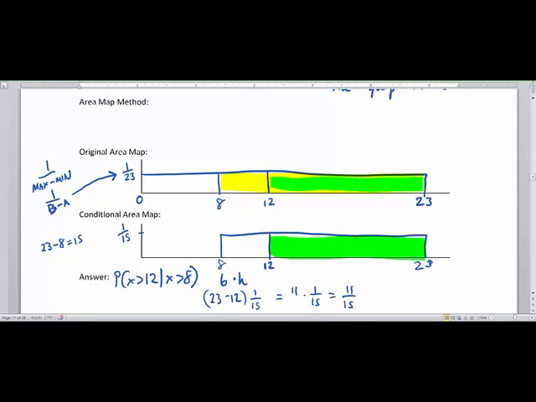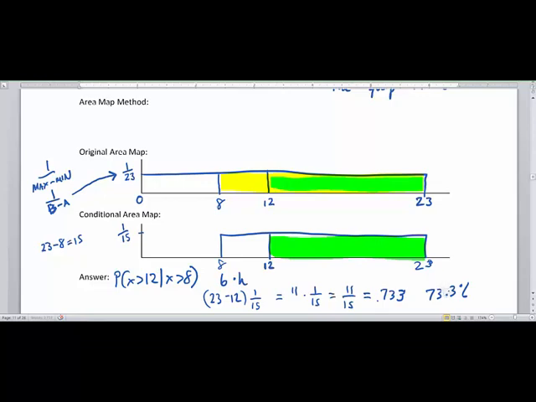Now a few of you, having seen enough of these, may realize that this green section has 11 chunks in it, and this entire rectangle has 15 pieces or chunks in it, so that would be 11/15. That's another way you could look at it, which gives you 0.73 repeating, or 73.3%.